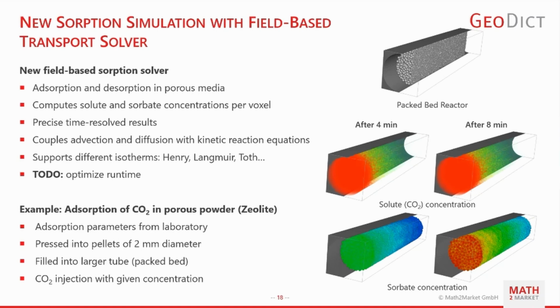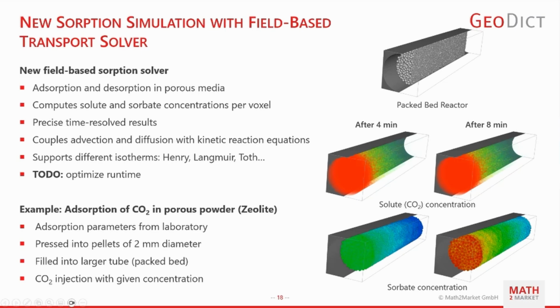It can simulate adsorption and desorption processes in porous media and predicts the solute and sorbate concentration per voxel for each time step. So it couples the advection and diffusion equation together with the reaction equation and solves the time-dependent problem. Similar to the tracer-based solver, it supports different isotherms like Henry, Freundlich, Langmuir, or Toth.